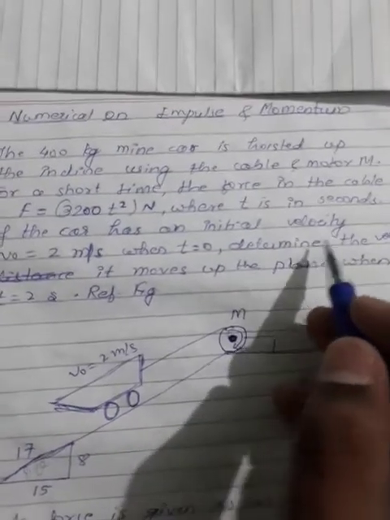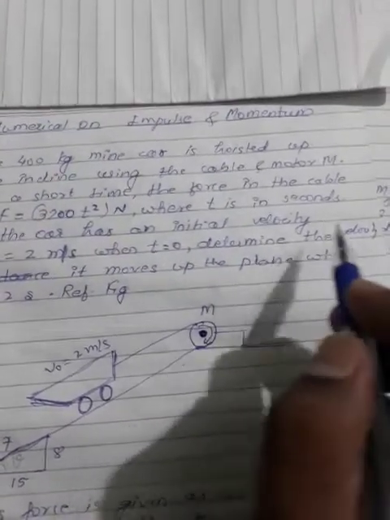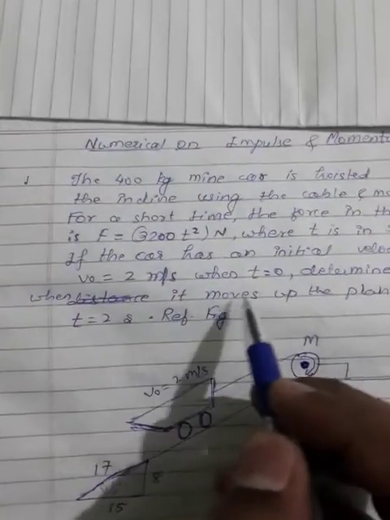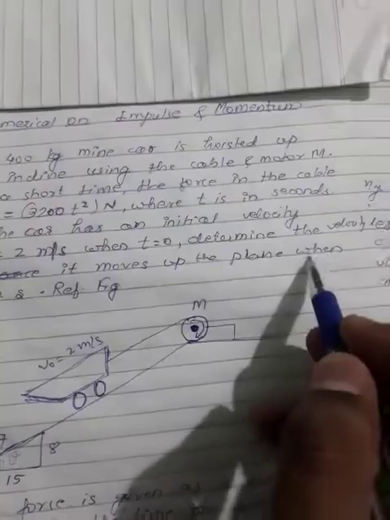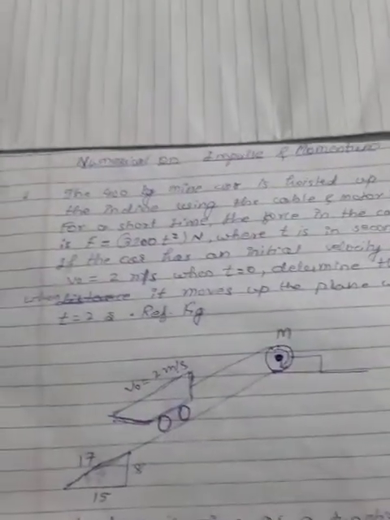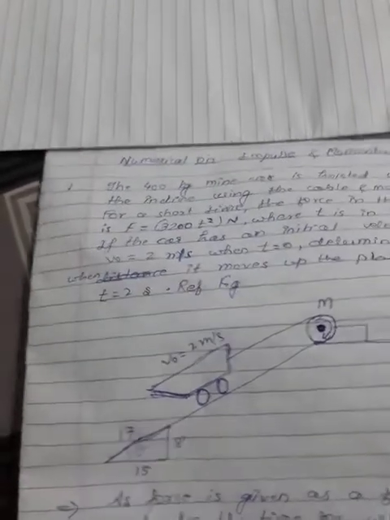So there is a correction in the question. Determine the velocity when it moves up the plane when t equal to 2 seconds. It means you have to calculate the v2 value, the velocity after time t equal to 2 seconds.